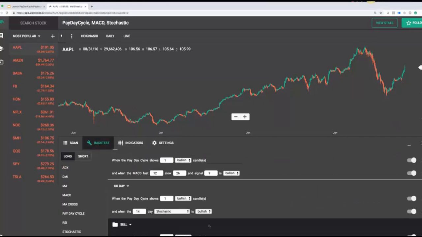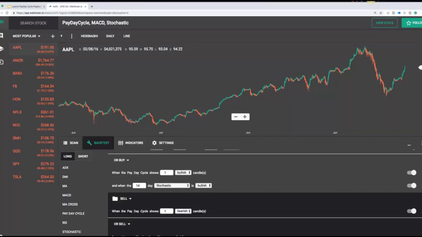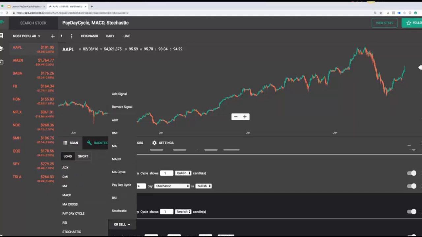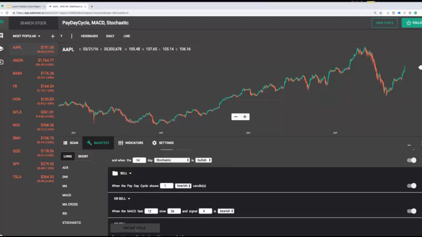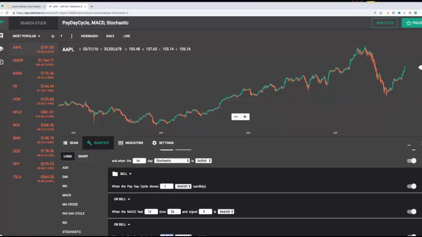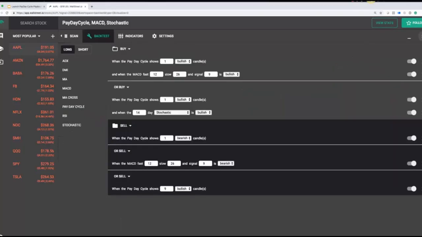Okay, and then I want to sell when... I'm going to do this here for you. Sell when it goes bearish on the payday cycle, or when the MACD is bearish, or, you can see how I'm kind of building this strategy, or when the payday cycle is bullish for 9 days. Okay, so let's see how this actually reads. And our system can handle this and more.